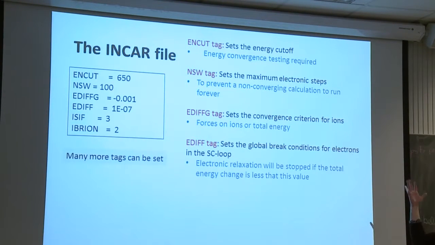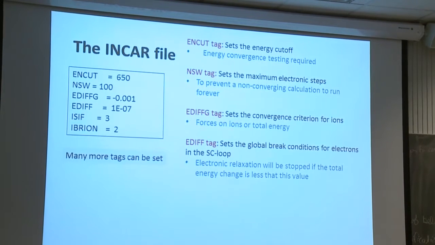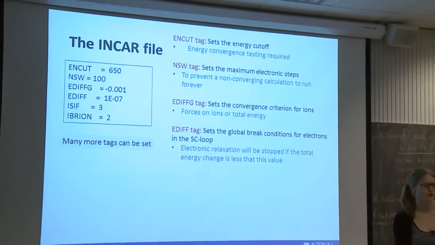For ions, you can choose whether you want the convergence to be in terms of total forces on each ion, or the total energy, convergence in total energy, and it also depends on how stable your system is initially. For example, if you have some vacancies in your system, it might be harder to relax it. There will always be some forces there, for example, if you have some artificial interface or whatever.